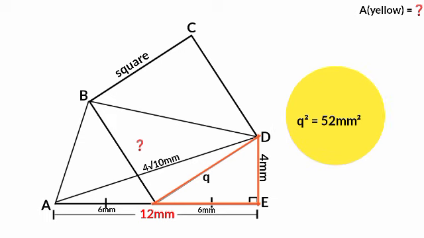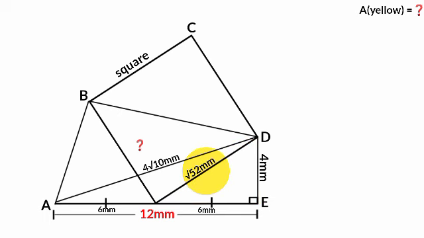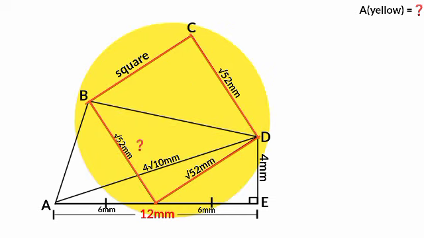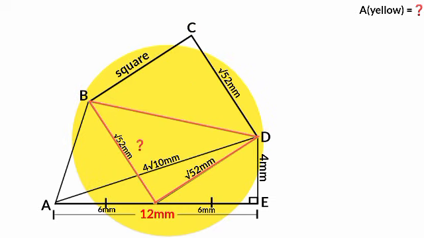Taking the square root of both sides, the square root of Q squared is Q, and the square root of 52 millimeters squared is root 52 millimeters. So Q equals root 52 millimeters. That is, the length of this side is root 52 millimeters. And if this is root 52 millimeters, this side, this and this must also be root 52 millimeters each, because they all are sides of the same square. Now from this triangle, we know it is a right angle triangle, because this angle here is an angle of a square, which is a right angle.